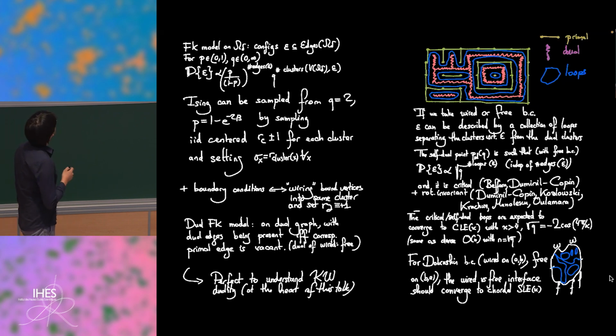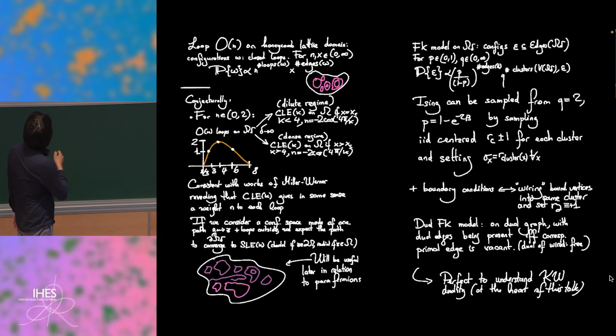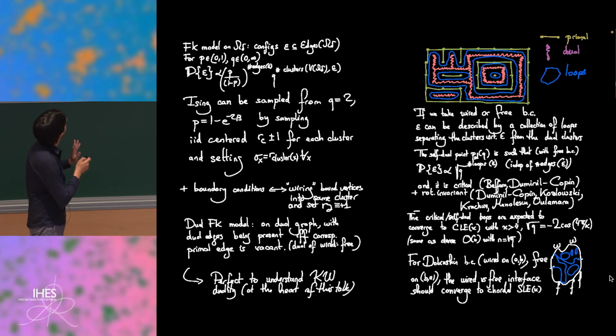This is not surprising in some sense, because in both cases you have a model where the loops will fill most of the space. In the case of FK, they will fill the whole space that is available to them. So in some sense it would be an infinite x on a different graph.